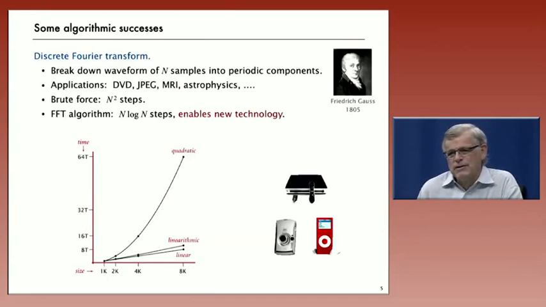There's an easy way to do it that takes time proportional to n squared, but the FFT algorithm takes only n log n steps. And the difference between n log n and n squared is the difference between being able to solve a large problem and not being able to solve it. A lot of the digital technology, digital media technology that we have today is enabled by that fast algorithm.